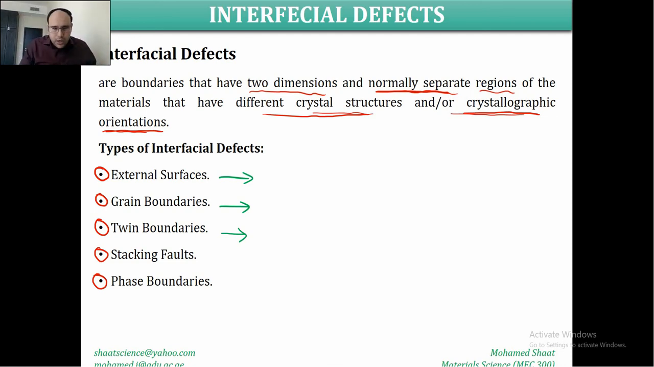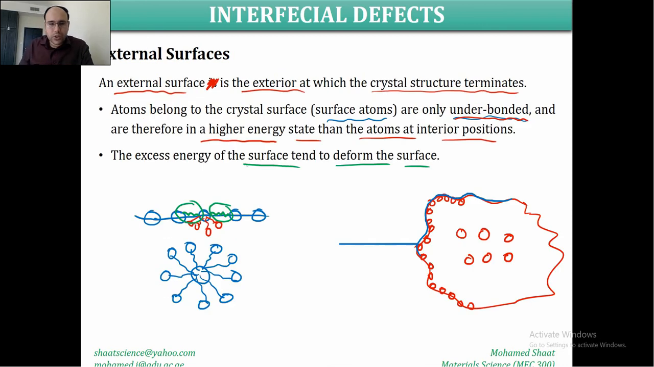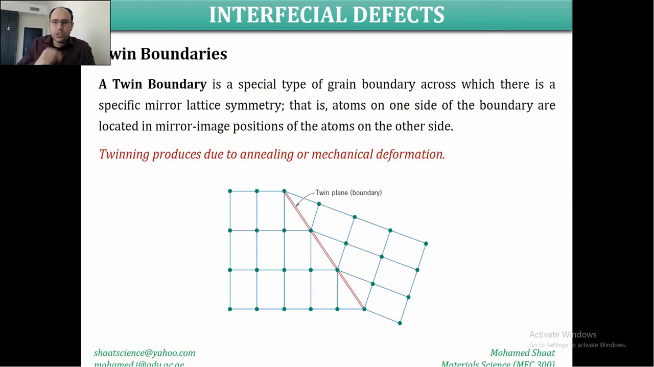So the twin boundary. We also have stacking faults and phase boundaries, but we are not going to discuss these because they are not included in the textbook. But anyway, the twin boundary, which is this one, is a special type of the grain boundary, but in many cases, as I mentioned, we deal with it as a different type of interfacial defect. It could be counted as a grain boundary, but as I said, it is a special type, or a different type than the grain boundary. It will not be counted completely as a grain boundary.